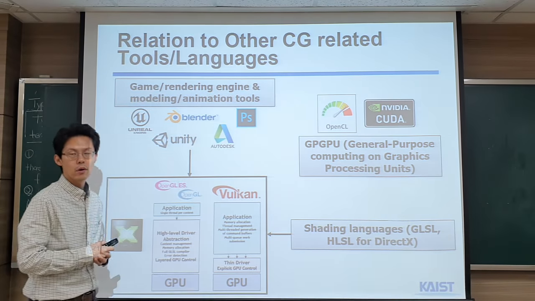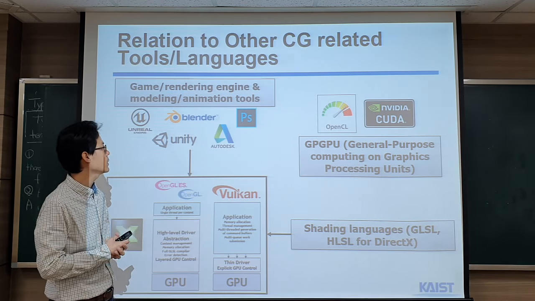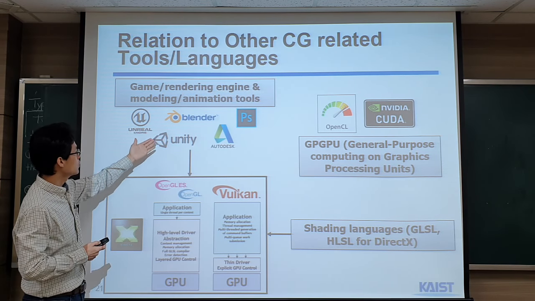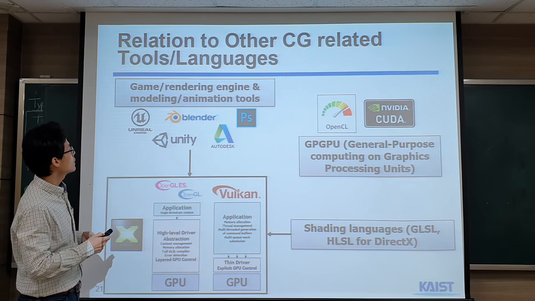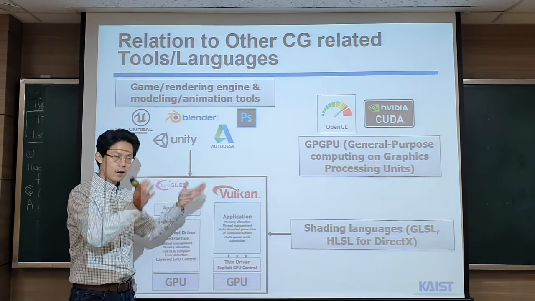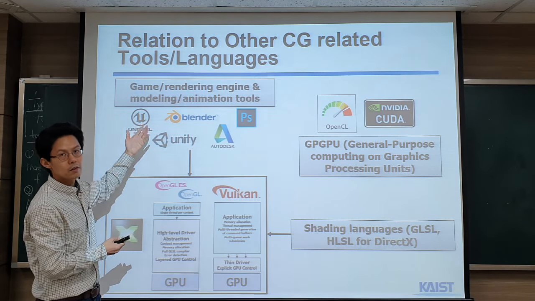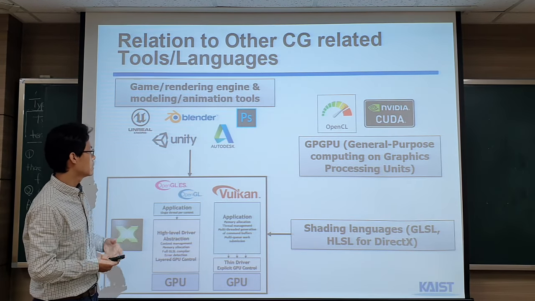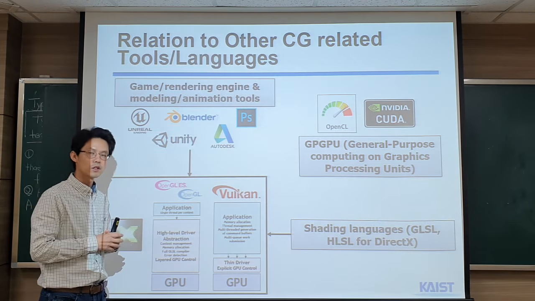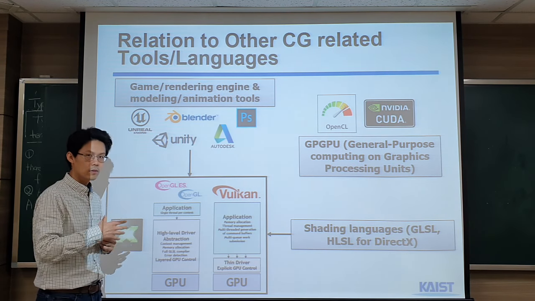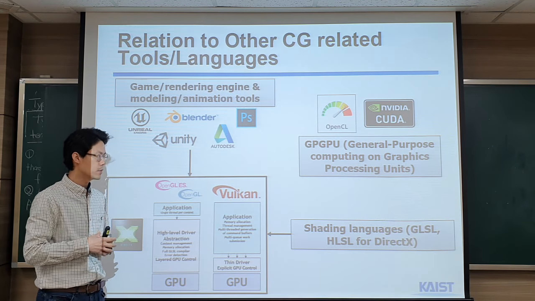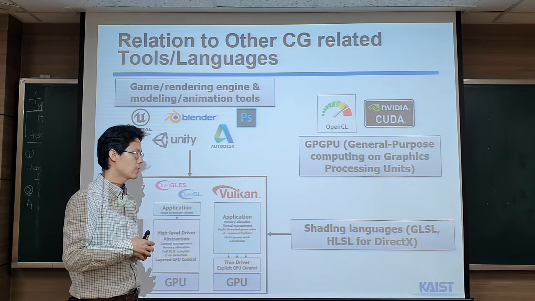There are also many tools related to computer graphics. You might have heard about engines like Unreal Engine, Blender, and Unity. These are game rendering engines, and also modeling and animation tools. For example, you can use Autodesk to design your character and use Unreal Engine to render them. There are also Vulkan, OpenGL, and DirectX. They are lower level rendering tools that achieve high performance. If you're using this kind of tool, you can directly use the GPU so that you can get very fast performance.